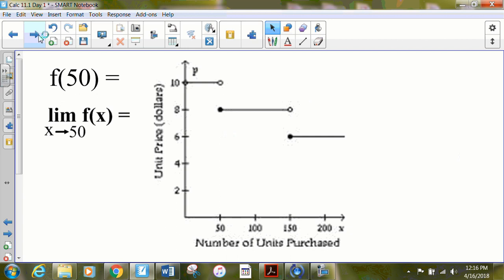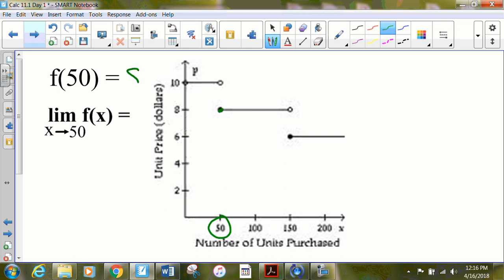Okay, so f of 50, let's look at this. The value of the function when x is equal to 50 is right here at 8. As x is approaching 50 from the right, y is approaching 8, but from the left, as x gets closer to 50, y is approaching 10. So the limit does not exist. Are we going to get tired of writing DNE and then approaches 2 different values? I don't know. Maybe if we get tired of it, that means that we know it really well.